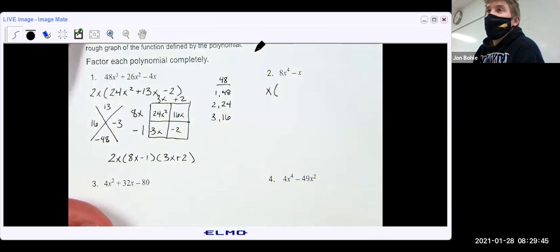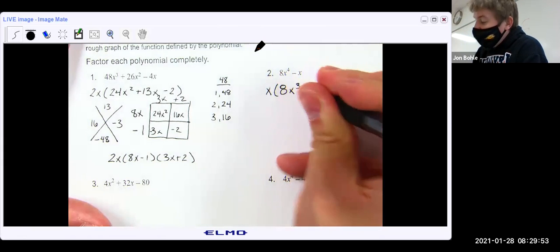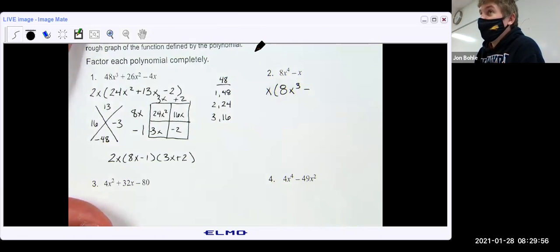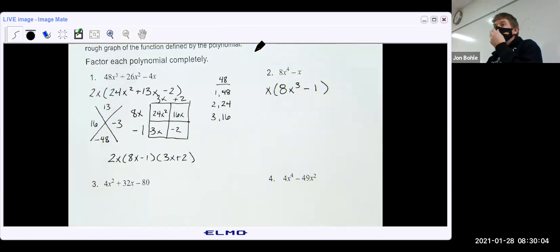And if I divide 8x to the 4th by x, I get 8. And then x to what power? 3rd. And then if I take x and I divide it by x, what do I get? 1. Anything divided by itself is 1, even if it's a variable. So here I'm dividing x by itself at 1. Okay. So now I've taken the greatest common factor out.